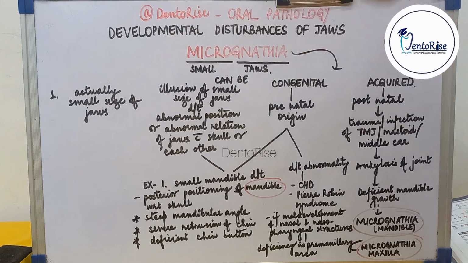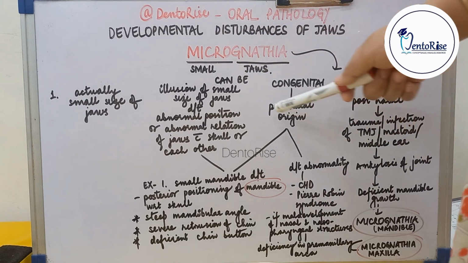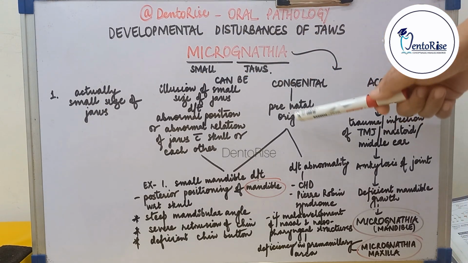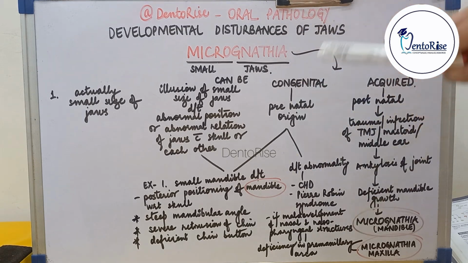Now, there is one more factor onto which micrognathia can be classified: whether the small size of the jaws is of prenatal origin or postnatal origin. If micrognathia appears prenatally, then it is called congenital micrognathia. If it appears postnatally, then it is called acquired micrognathia.